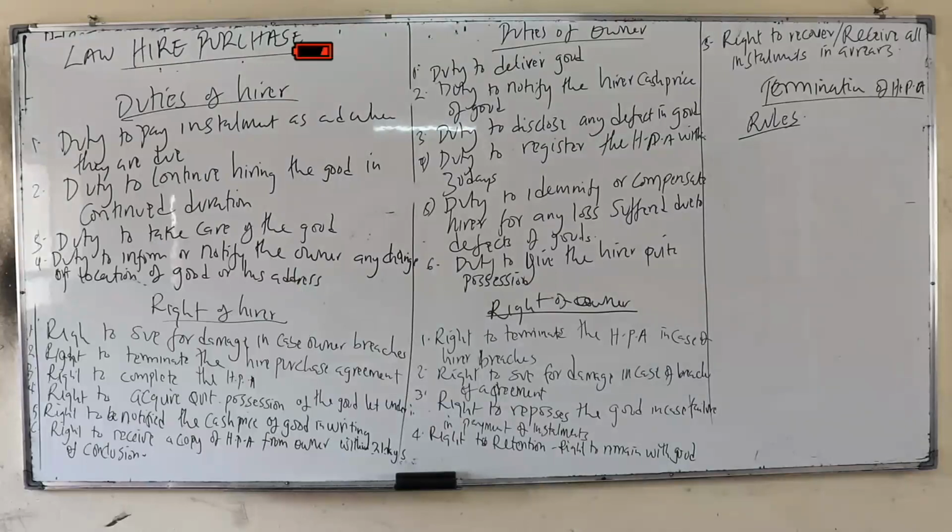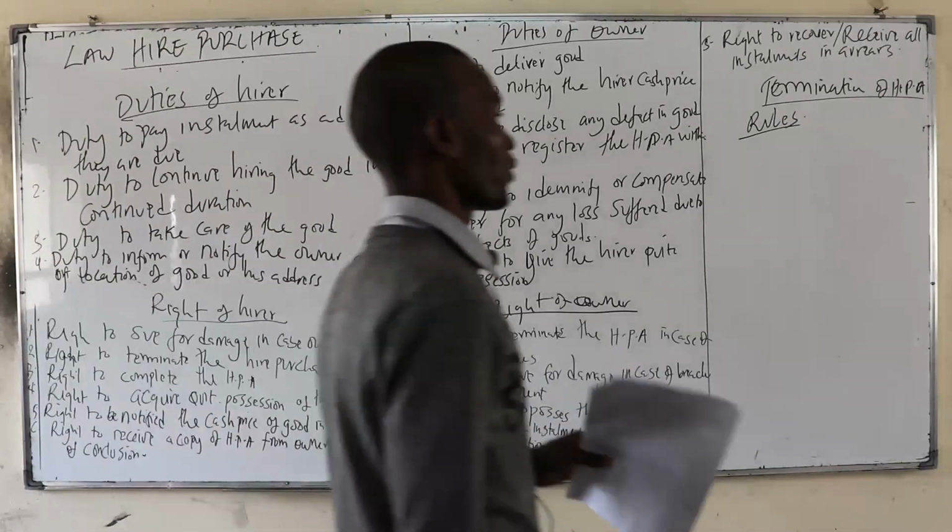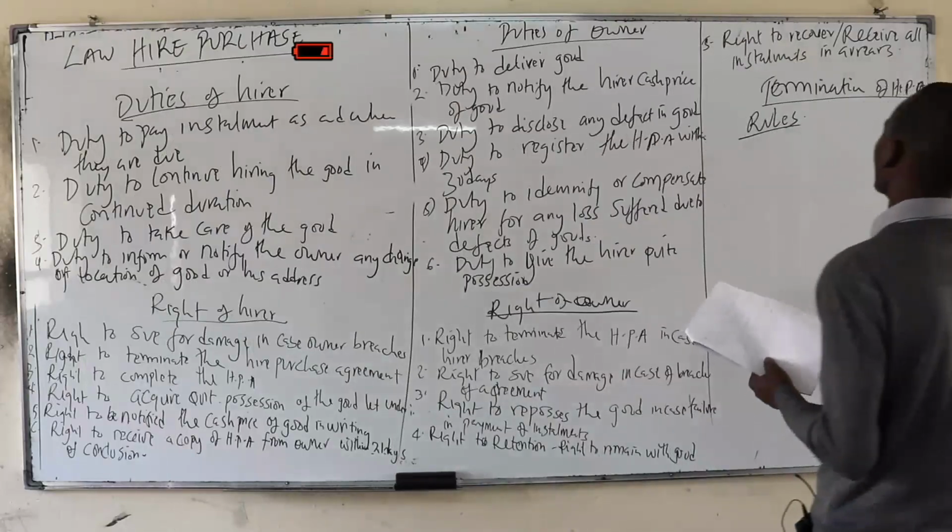Number two, the amount by which half of the hire purchase price exceeds the total amount paid by the hirer, or such lesser amount as the agreement may specify.